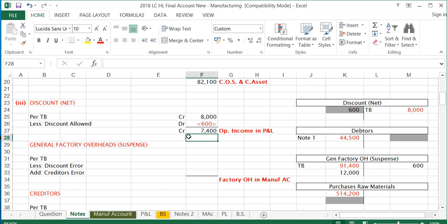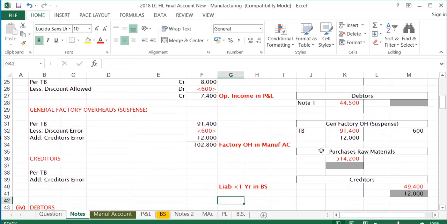There is a change to general factory overheads. So from the trial balance, general factory overheads are 91,400. I'm going to have to take away the discount error of 600 because it's on the opposite side of the T account. And I'm going to add the 12,000 because it will increase my debit balance. It's on the same side. So general factory overheads are now 102,800 and they will go in manufacturing overheads in the P&L. And the discount will go in operating income in the P&L as that's the credit balance.